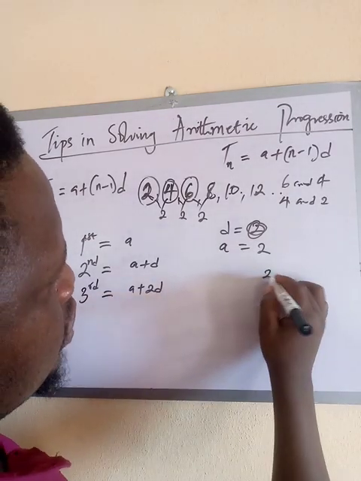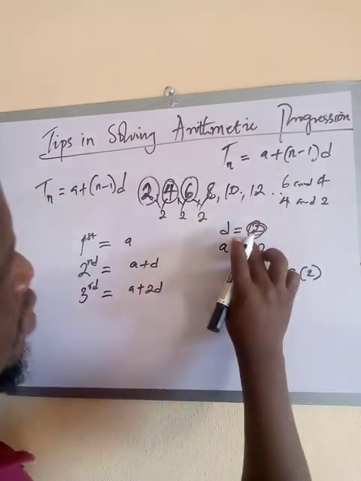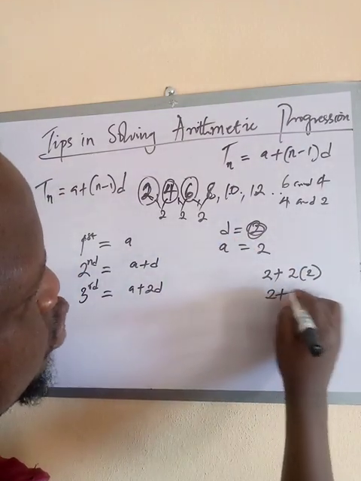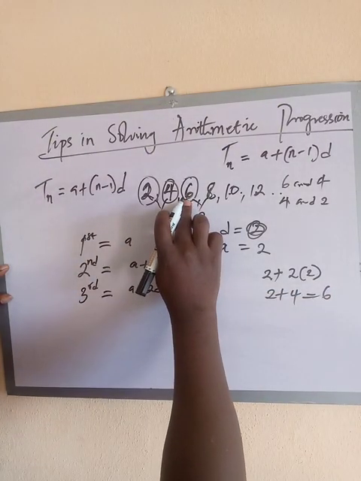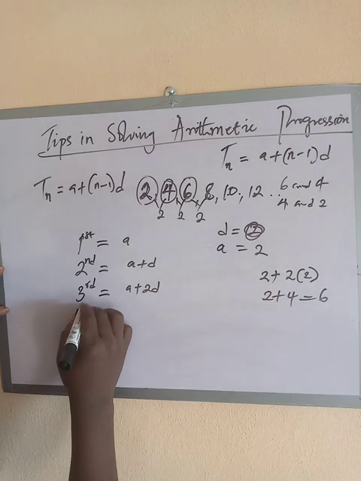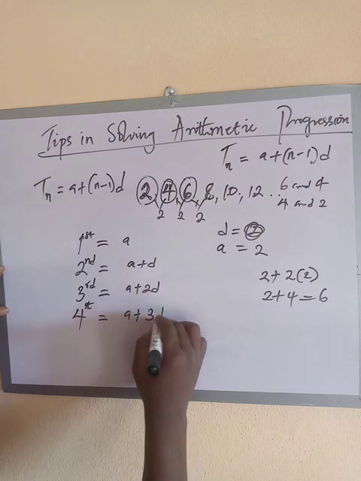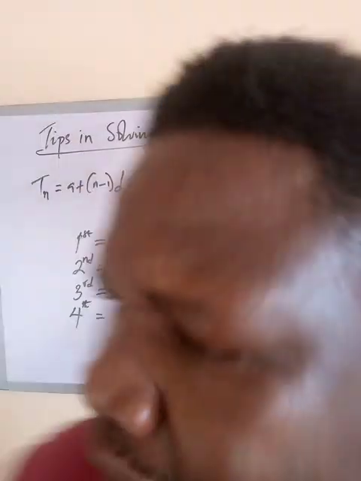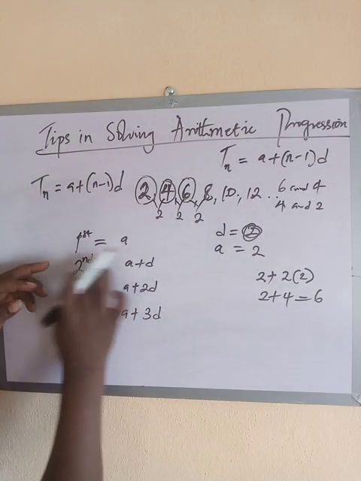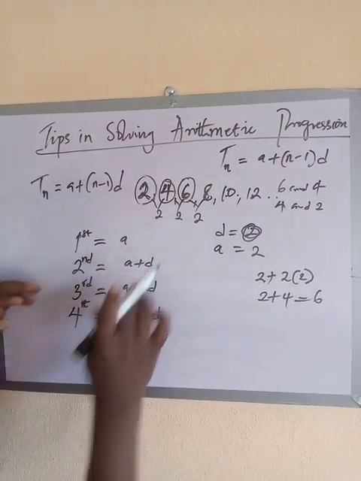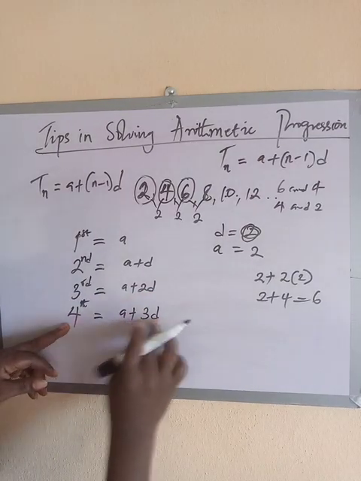A, which is 2, plus 2 into bracket 2, which is the common difference. When you simplify this, you have 2 plus 4, which will give you 6, the third term. In that way, we can as well have the fourth term, which gives you a plus 3d. Now, when you look at this, something is happening here. The first term is a, the second term is a plus d, the third term is a plus 2d, and the fourth term is a plus 3d.